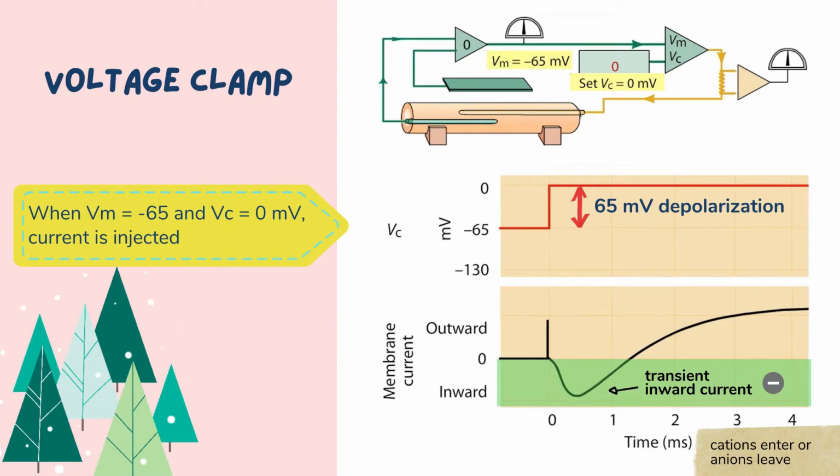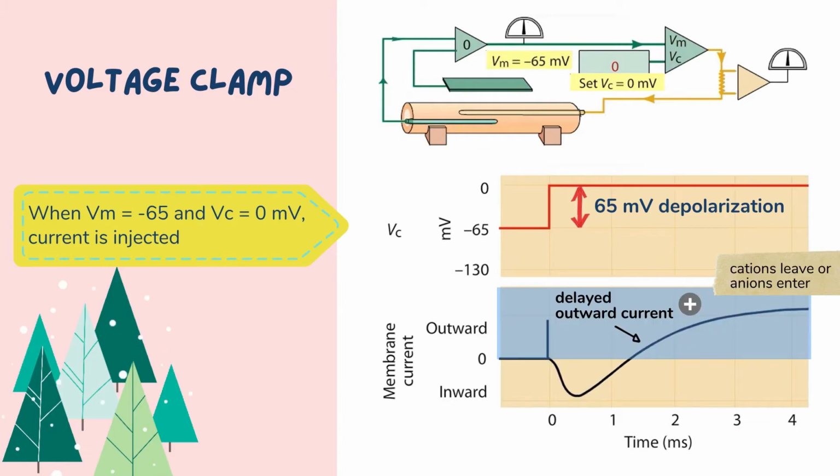It should be noted that the inward current is analogous to negative current because the chosen convention is that a negative current value reflects entry of cations or leaving of anions. This inward current is followed by a slowly developing positive outward current caused by potassium ions leaving the cell, which continues as long as current is being injected into the cell.